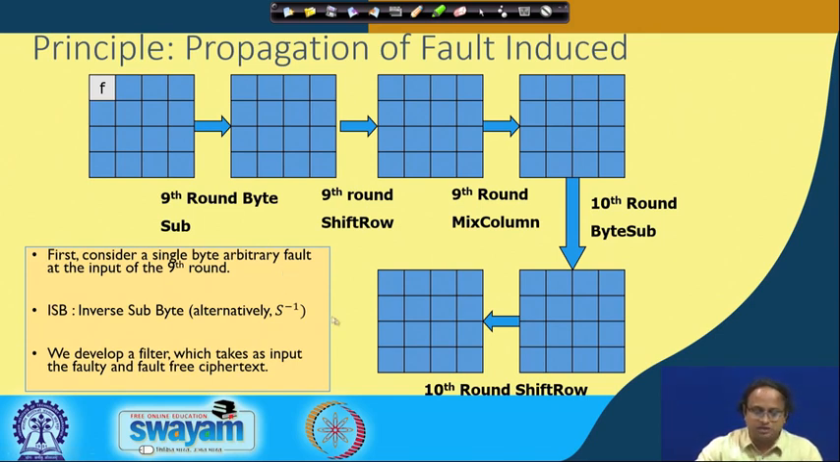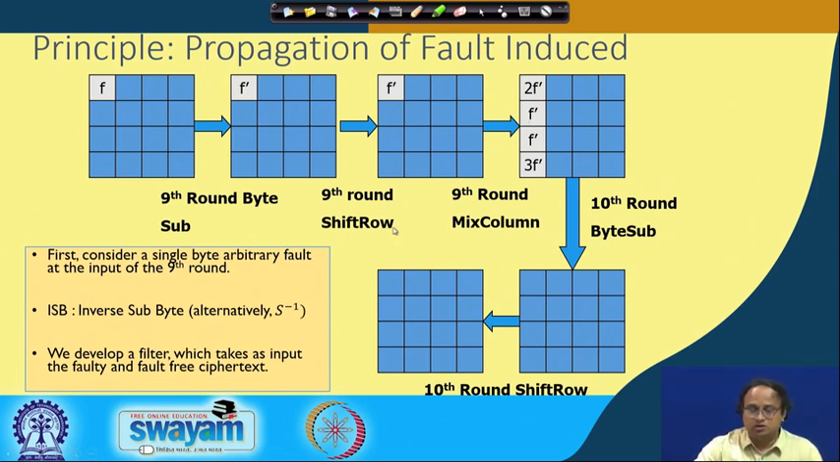Remember that a byte sub is a bijective mapping, the S box in AES is bijective. Therefore, it transforms f into some value, say f dash, and then there is a shift row. Remember that if the fault is in the first row, then there is no effect, and if it is in the other rows, then it just shifts to some other byte location. But that does not create a problem, because after this the mix columns comes into play, and if you remember the mix column matrix, this is how the fault spreads.